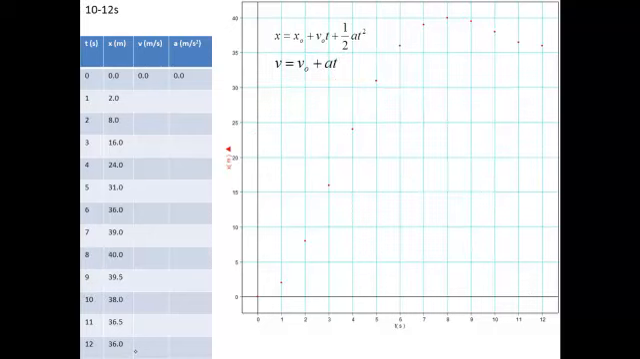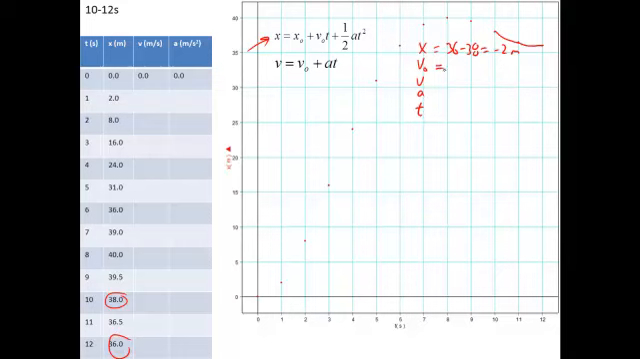From 10 to 12 seconds, that's from this region to this region. Once again, I have a parabolic shape, so I can't just calculate the slope. I've got to use this equation again. So let's do that. X, V initial, V, A, and T. So for X, I'm going to plug in, I go from 38 to 36 meters. So our final position is 36. I'm going to subtract 38, and that gives me negative 2 meters.